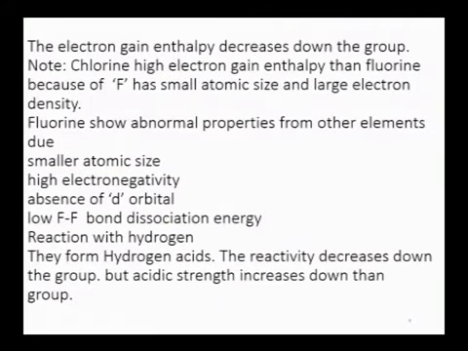The electron gain enthalpy decreases down the group. Reason is, as the atomic size increases, the attraction between the electron as well as the nucleus decreases, hence electron gain enthalpy also decreases down the group. Note, chlorine has higher electron gain enthalpy than fluorine because fluorine has small atomic size and large electron density, that is interelectronic repulsion. Fluorine has less electron gain enthalpy than chlorine.